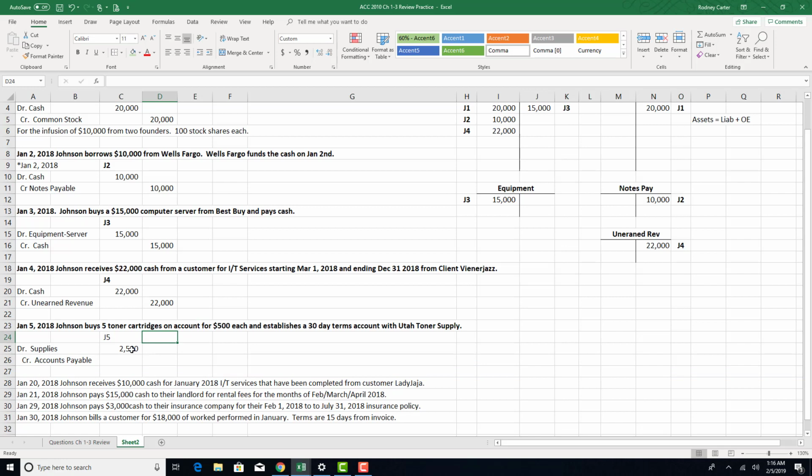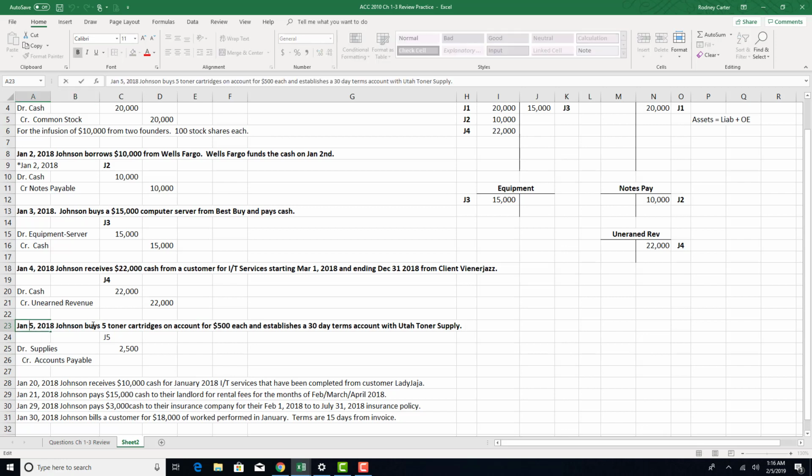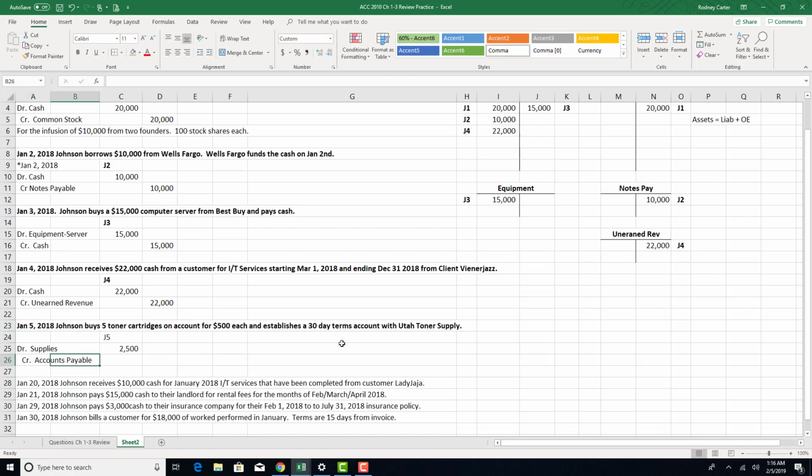The question is, how did I pay for this? Buys here is pretty much implying, even though it's not explicitly stated, that we assume I have the toner cartridges. I went and picked them up and I bought them and I established an account so that I could pay later. So I owe Utah Toner Supply until I make that payment, and they've given me a 30-day terms account. That means I have 30 days to pay for my purchases.